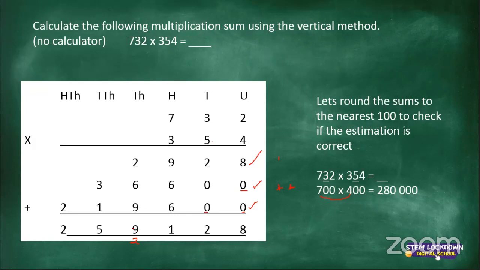So I put my 9 here, and I'm going to carry over the 1 to the next column. So what we do now is we take 3 plus 1 is 4, plus the 1 that we brought over from the previous column is 5. And we put our 5 here.